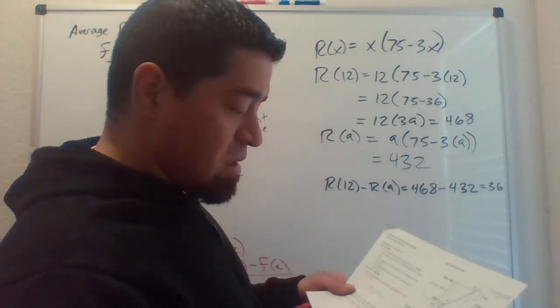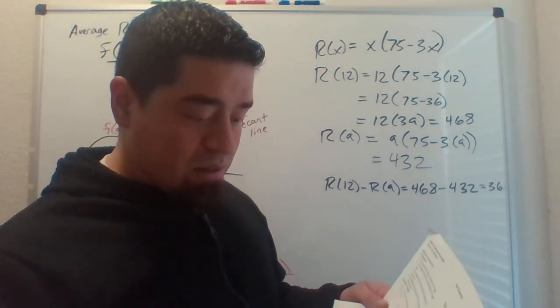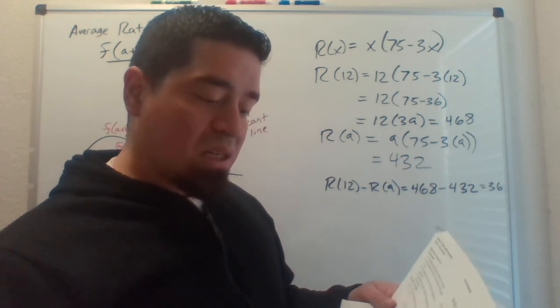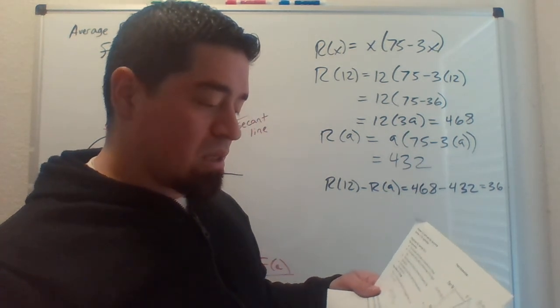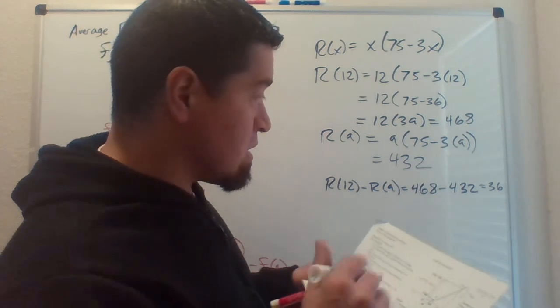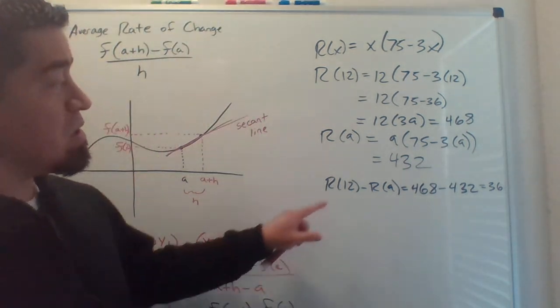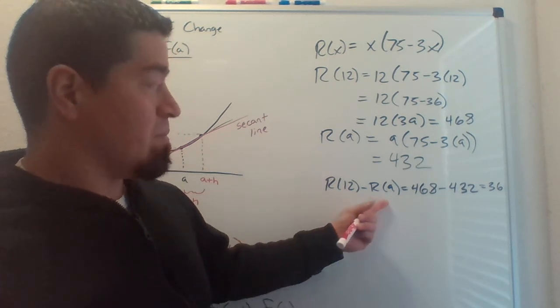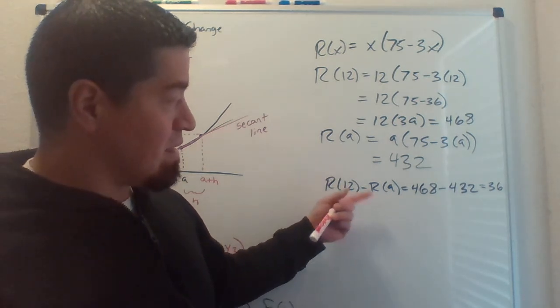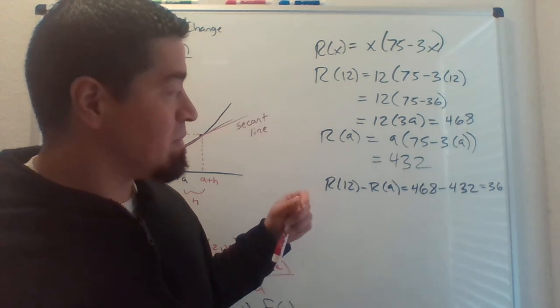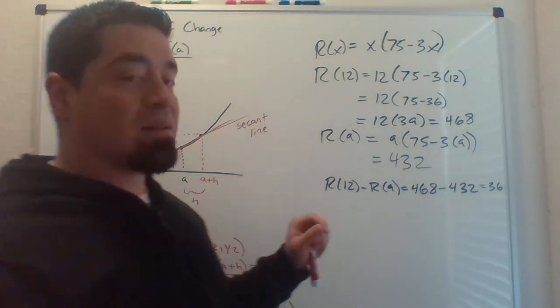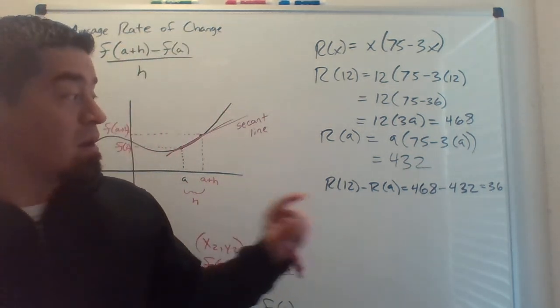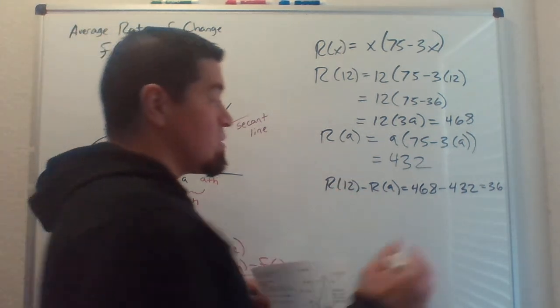The next question says the same function. What's the average rate of change in revenue per unit change in X if production goes from 9 to 12? Okay, well, how many units did it increase by? Think about that, and then think about what you need to do to find the average. Okay, so you can pause it, think about it, come back to it.